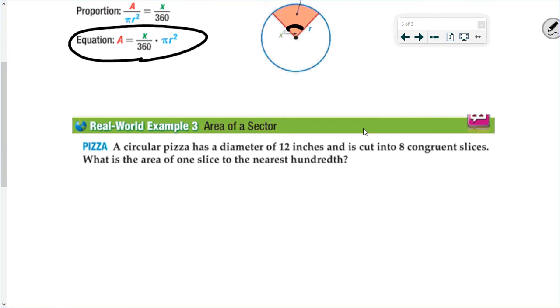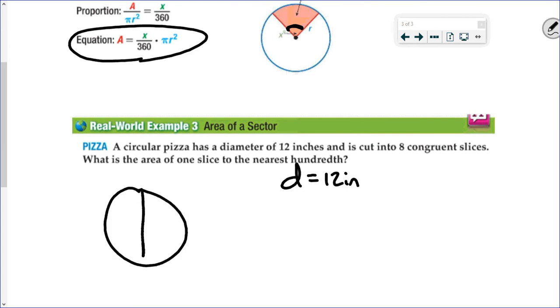A circular pizza has a diameter of 12 inches and is cut into 8 congruent slices. What is the area of one slice to the nearest hundredth? We want to find the area of one of those slices. If these are 8 congruent slices, there are 360 degrees around the circle, so if we divide by 8, each slice has a 45-degree central angle.